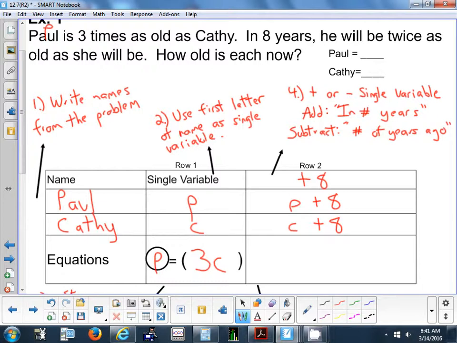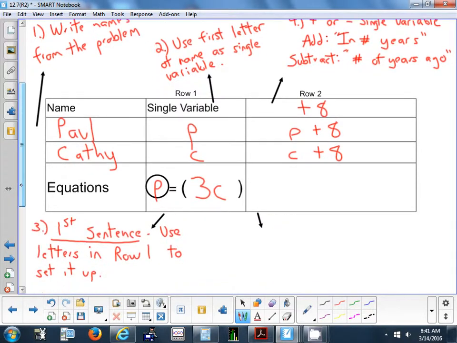All right? I'll wait till you guys get this down. If it said 5 years ago, minus 5. 2 years ago, minus 2. To each variable. Now, last step in terms of setting it up. I'll leave that up there. If you guys don't have that yet, you can get it. All right? Last thing. This is going to be your second sentence.